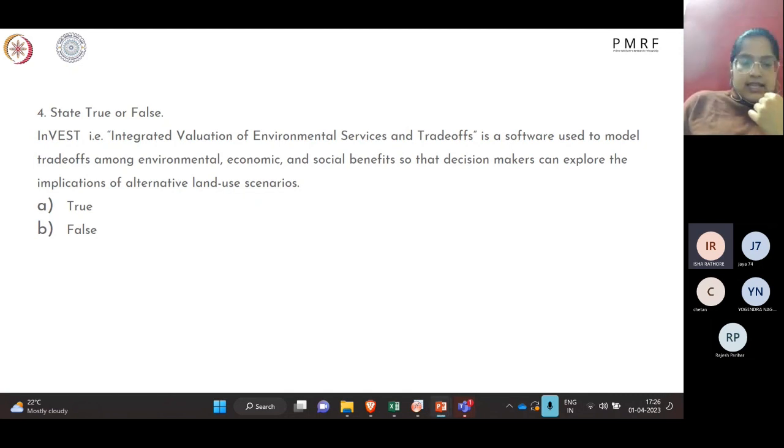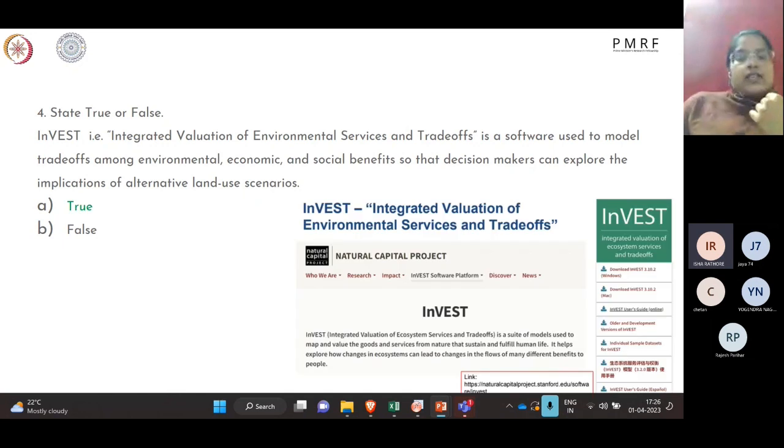Okay, we have an answer A. Yes, so A is correct. So this is again the model which is put forward by the Natural Capital Project, and they do this model to map and value the services or benefits which people get from the ecosystem, and they help these ecosystem services to be assessed such that trade-offs can be made in terms of environmental, economic, and social benefits. And you have different alternatives for mitigating the effects which are being placed on ecosystem services. So A true was the correct answer as you stated.